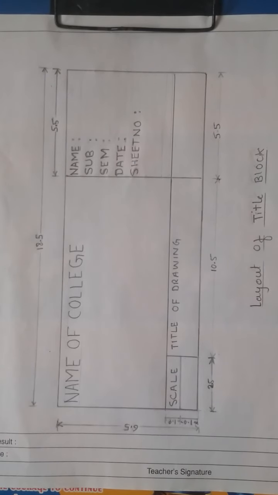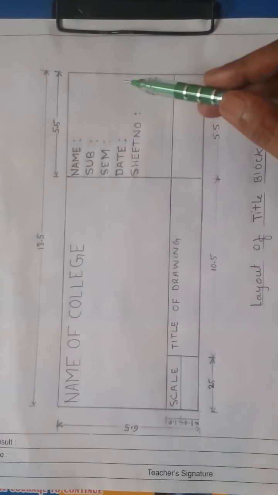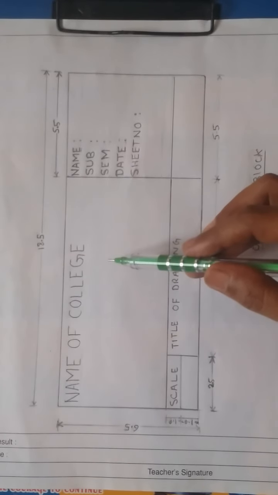The information in the title block may also vary from company to company. The standard size of a title block is 185 mm by 65 mm. So here this is the layout of a title block. Here the title block will be used for the recording purpose.